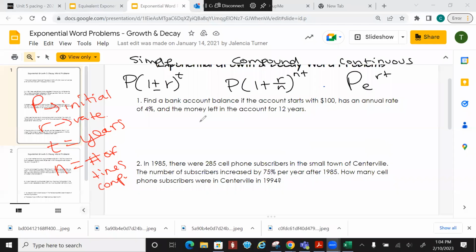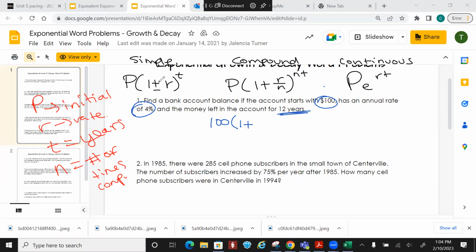So on this first one, you got a bank account, and you start with $100. So that's going to be your initial amount, right? It has an annual rate of 4%. And then they tell you that they want to figure out how much money is left in the account after 12 years. So we're increasing our amount, right? So we're going to use this little simple interest formula. So we're going to say $100 times 1, and since we're increasing, we're going to say plus.